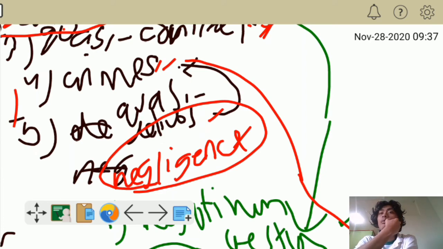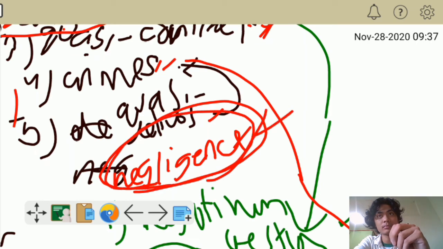Hindi mo napansin na one way pala siya. Akala mo two-way. You went on to the street, tapos nakabangga ka ng kotse. Pwede siyang maging negligence. Yung case is, may tamang sign ba na one way siya? Baka kasalanan ng barangay since walang sign. Pero baka ikaw din may negligence, hindi mo alam na may batas pala doon na one way lang.